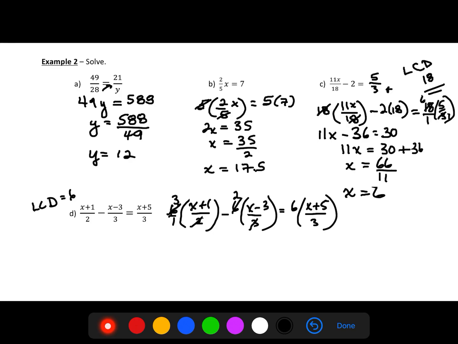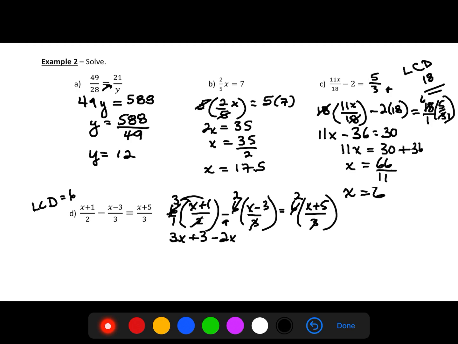So 6 over 1, we simplify diagonally. 6 divided by 2 leaves us with 3. 6 divided by 3 leaves us with 2. 6 divided by 3 again leaves us with 2. Now we just need to make sure that we use our distributive property, which means that we have to multiply everything in the brackets by the number out front.